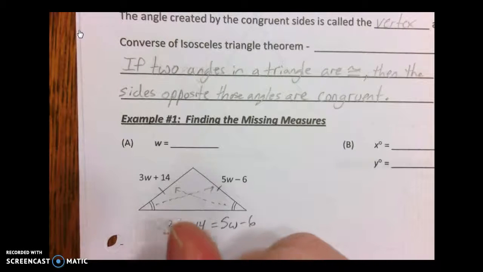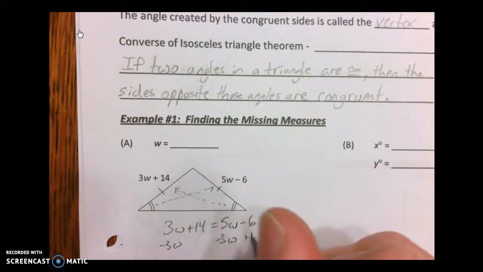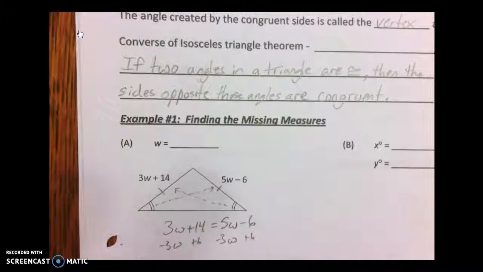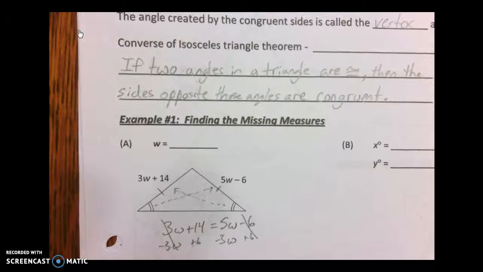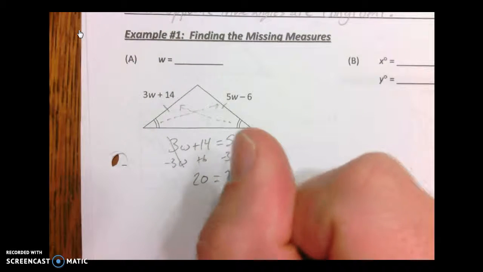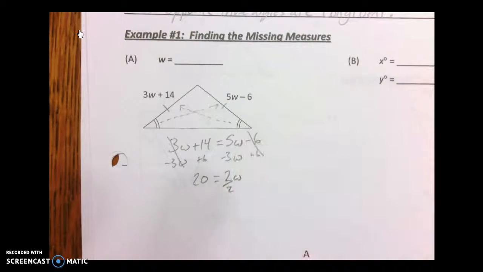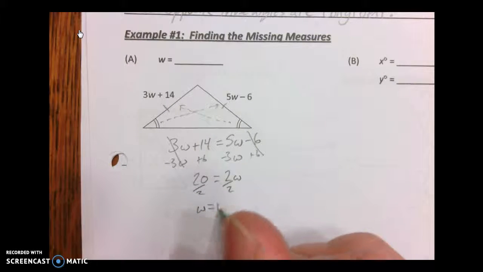I'm going to minus 3w from this side, and I'm going to add 6, so that this cancels out, this cancels out. And then we're left with 20 over here equals 2w. Divided by 2, divided by 2, and w equals 10.